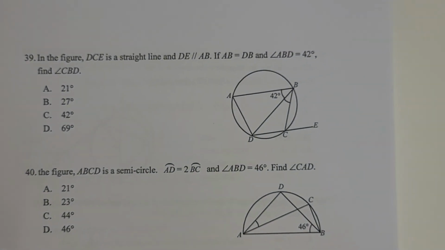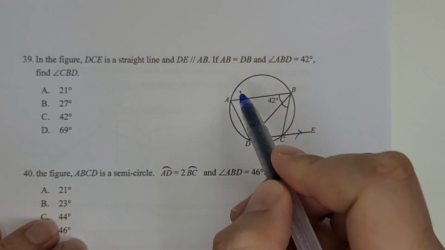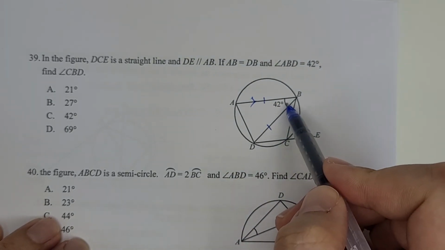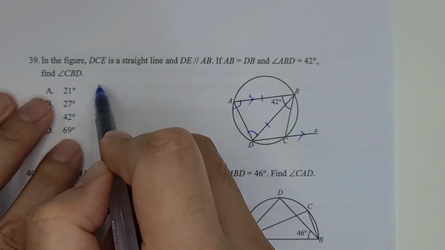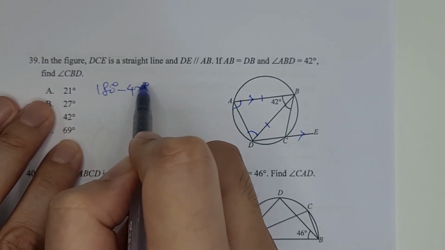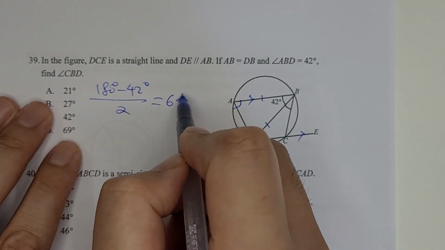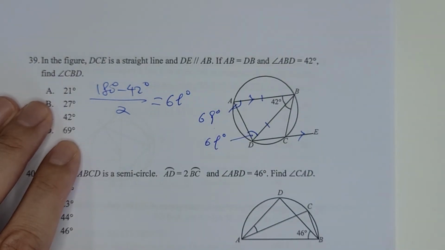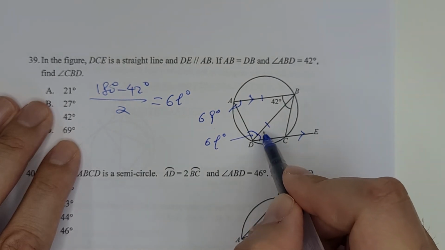And next, question number 39. In this figure, DCE is a straight line. DE is parallel to AB, and AB equals DB. So quite straightforward, this is 42 degrees. In this isosceles triangle, these two angles can be obtained by 180 degrees minus 42 degrees and then divided by 2. So that is 69 degrees. And next, we know that these two lines AB and DE are parallel, so this is 42 degrees.